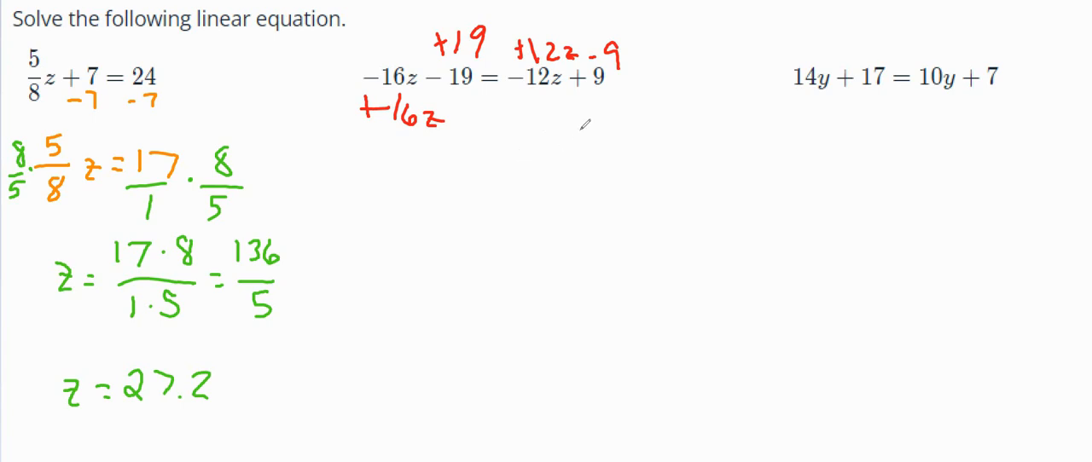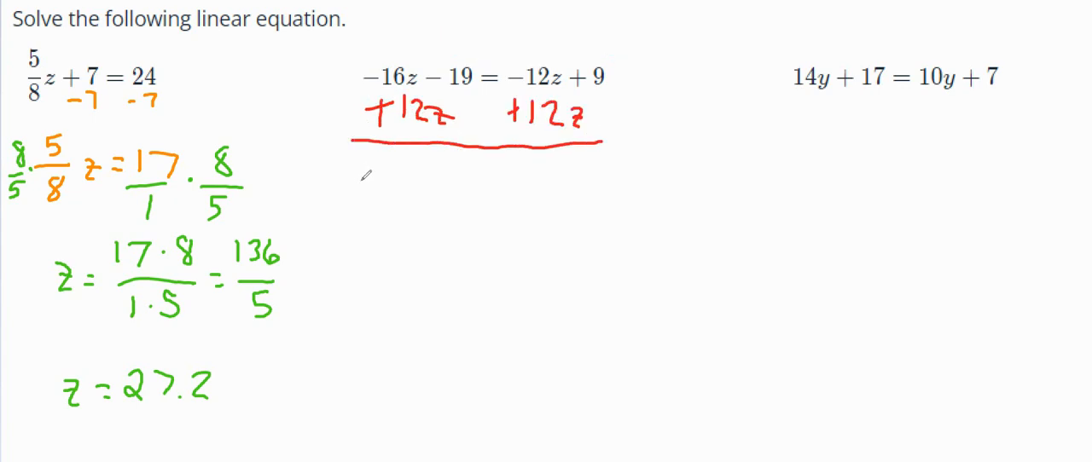I'm going to move all my letters to the left side. So I'm going to add 12z to both sides first. And when we do that, negative 16z and a positive 12z is negative 4z. The negative 12z and the positive 12z there make 0, so we don't have to worry about writing that down, and we're left with 9 on the right side. Retyped it to make it a little bit nicer.